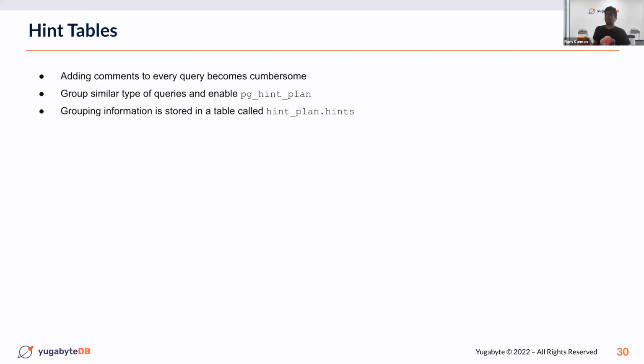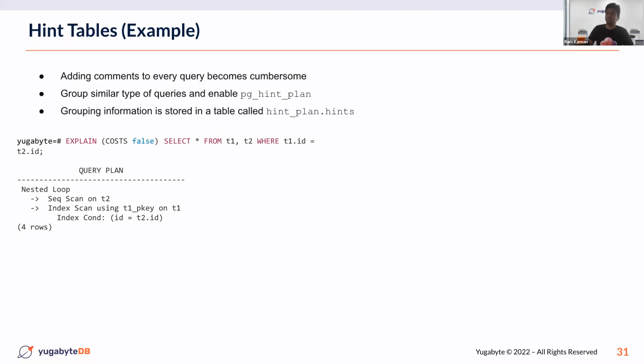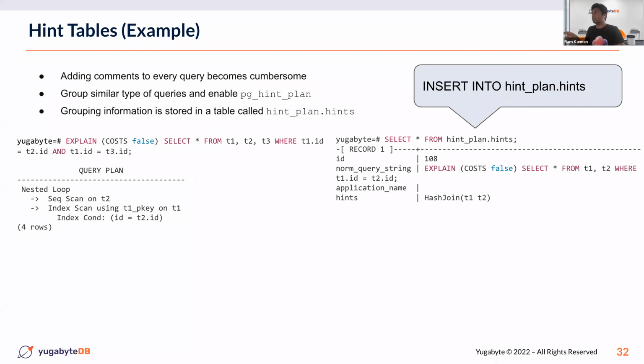So basically we have this grouping information stored in a table called hint_plan.hints. Assume this query, explain (costs false) select * from T1, T2 where T1.id = T2.id, uses a nested loop join. We already know from our prior examples that we can use hash joins to enable a much more optimized query execution plan. And instead of adding the hash join as a hint phrase, we can insert into hint_plan.hints the hints that we want to use: for queries of this type, use hash join. So this saves users from specifying these hints as part of the query phrases.